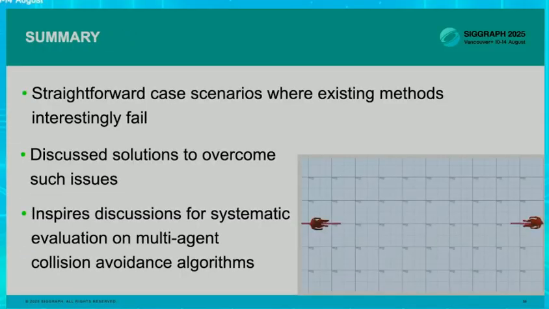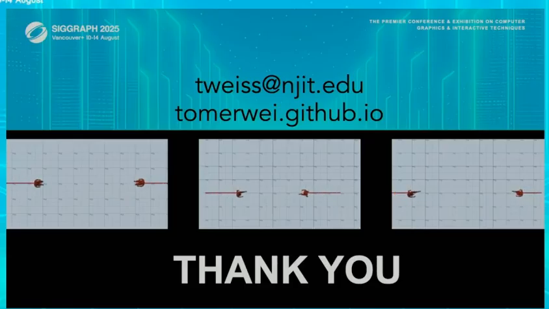So to summarize, what we saw in this talk were straightforward scenarios where existing models fail. We discussed some solutions, and I hope this inspires future discussions on systematic evaluation of multi-agent algorithms. And that was my talk. Thank you.